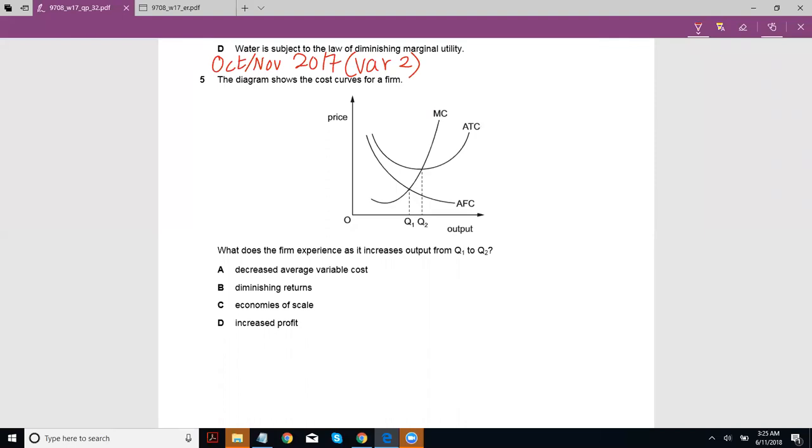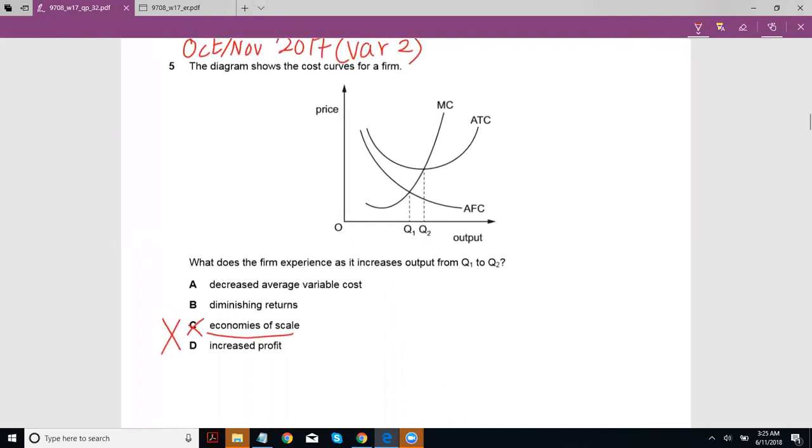Now, right off the bat, you can easily cross out C and D. The reason you can cross out C, even though according to the examiner report it was actually the most popular choice, which is surprising, is because economies of scale, diseconomies of scale, returns to scale, all of that type of stuff exists only in the long run. Clearly, when you have fixed costs, it means you have a fixed factor. If you have a fixed factor, you're in the short run. So you can just cross out C very easily.